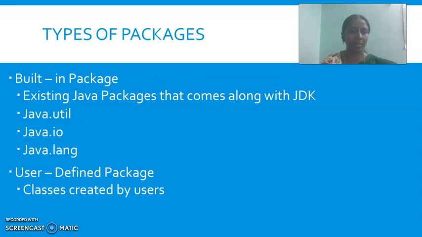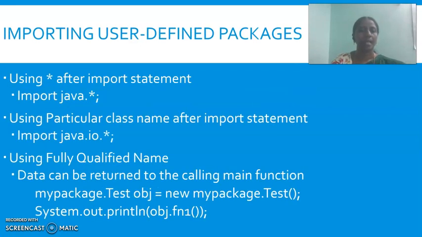There are two types of packages, that is built-in package and user-defined package. Built-in packages are existing Java packages that come along with the Java development kit. For example, we'll be using java.io.*, java.lang, etc. So these are existing packages that come as built-in packages. User-defined packages are the classes that were created by the users and later converted as packages.